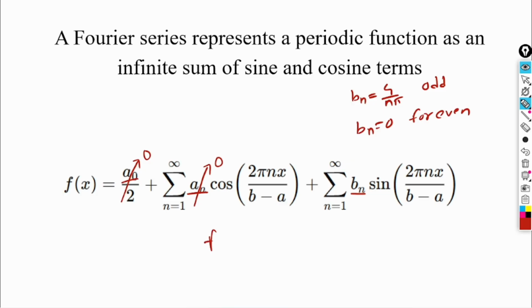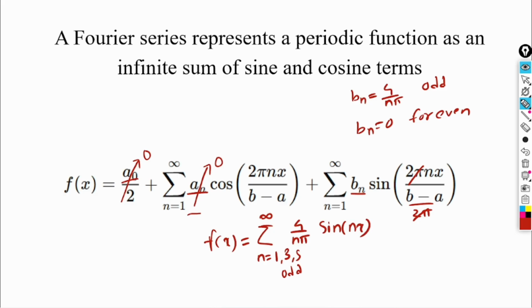So the final expression will become f of x is equal to summation of n equal to 1, 3, 5, odd terms till infinity. The bn value is 4 upon n pi, and sine of this is nothing but 2 pi, so 2 pi will get cancelled, nx. So the final expression will become this.